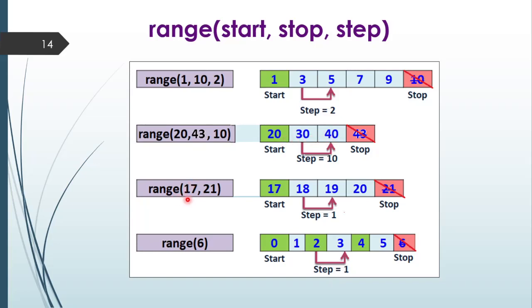Next example, range 17, 21. Here only 2 arguments are given. So 17 is the start and 21 is the stop value. Starting from 17, the default step is 1. So the next values generated will be 18, 19 and 20. 21 is omitted. Next example, range of 6. Here only 1 argument is used. So the starting value will be 0 and step will be 1. The output will be 0, 1, 2, 3, 4 and 5.